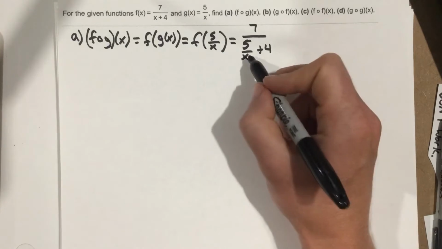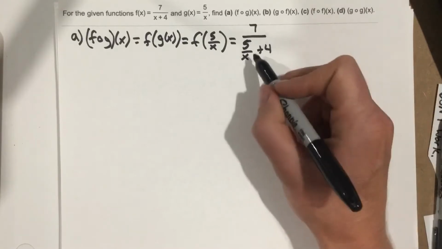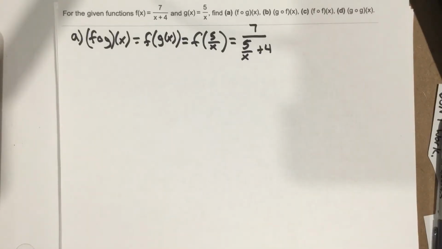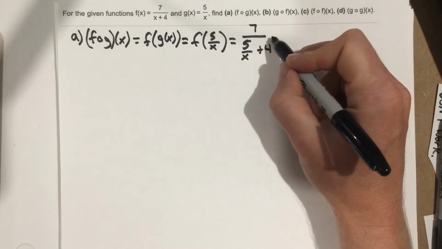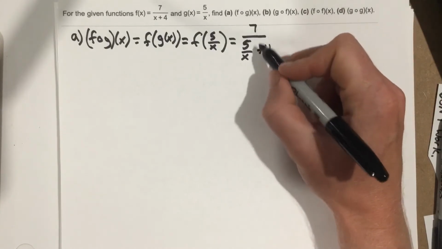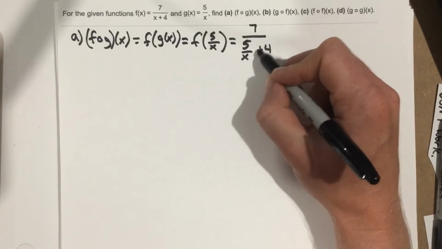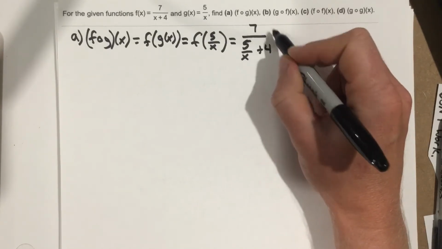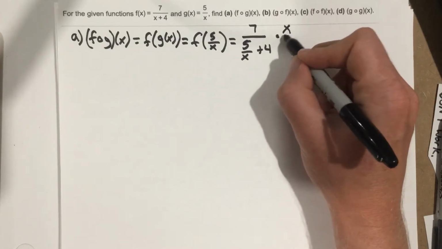Now, because I have this x in the denominator, like it's in the denominator of a denominator, I want to get this into a more simple form. I can do that by simply multiplying this whole fraction by x over x. So this is just making this simpler. I've done the f of g of x part. I just need to simplify now. So I'm going to multiply by x over x here.